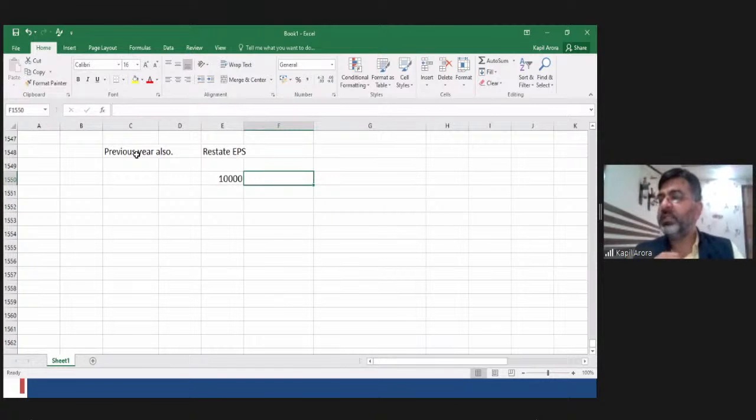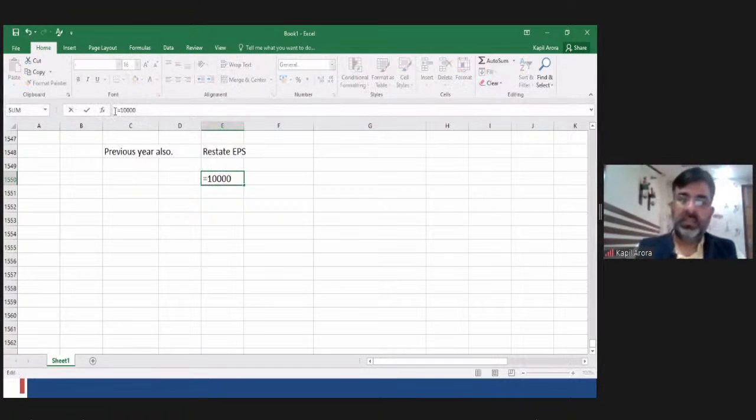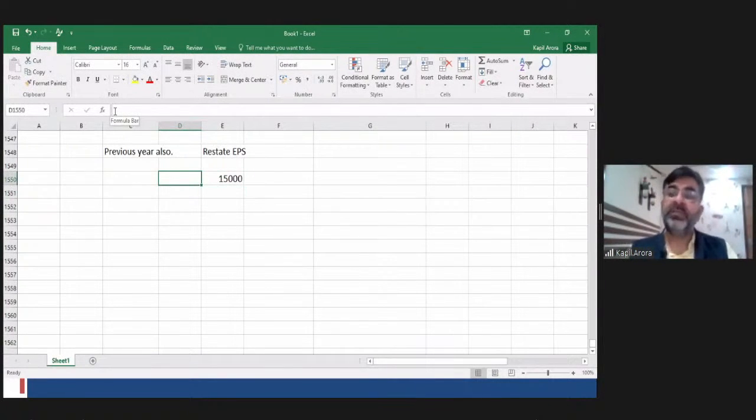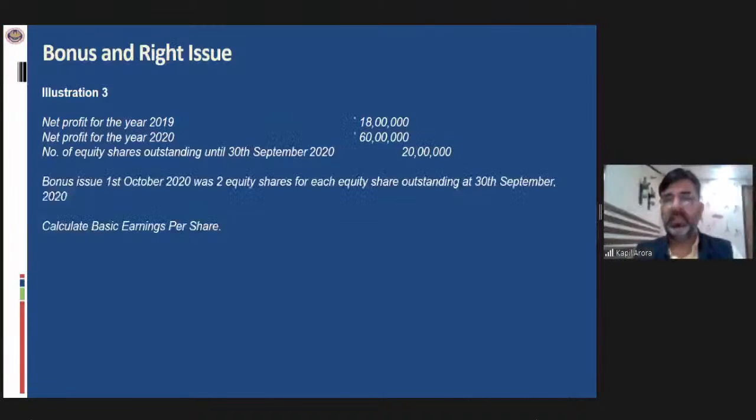So I am doing EPS right now, right? 1 share for every 2 shares. If I multiply this bonus fraction with it, then it means those 10,000 shares have been given a bonus of 5,000 shares. So my weighted average number of shares for previous year would become 15,000, and I'll calculate the EPS accordingly. I hope this is fine with everybody now. This is about the bonus issue, which we have discussed last time also.